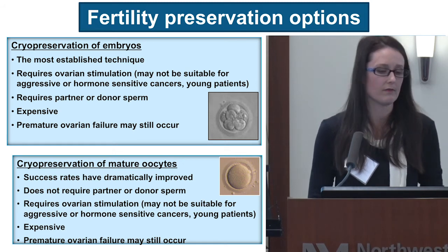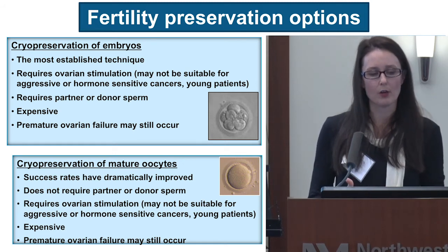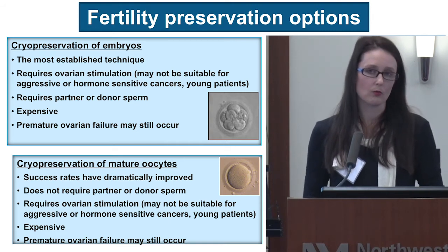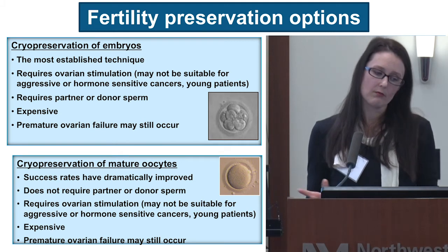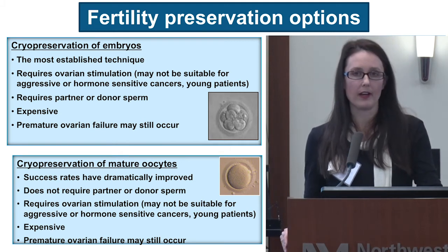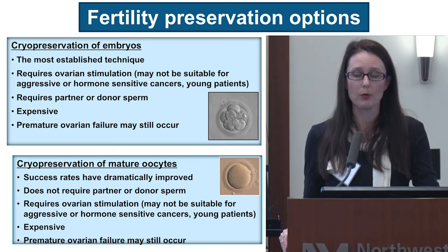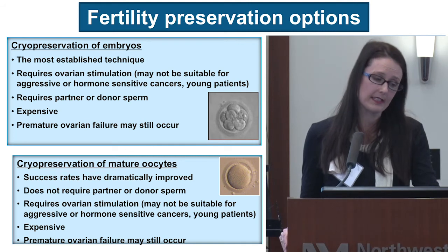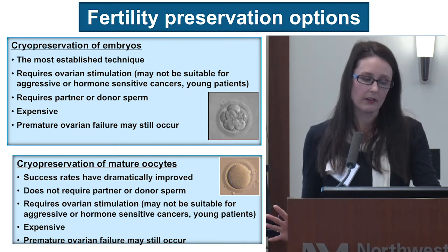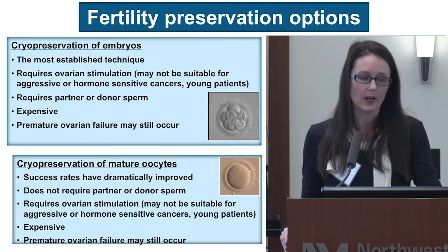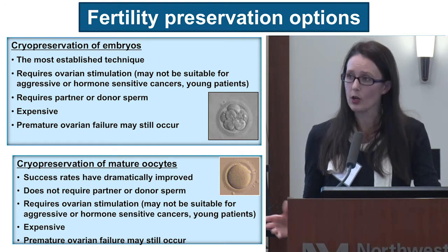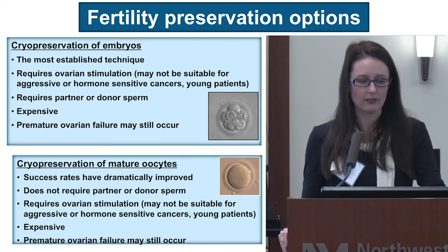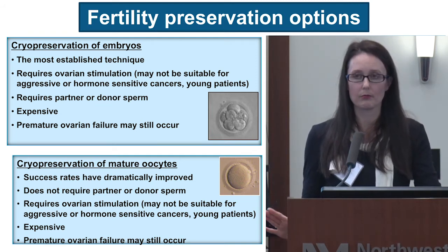Firstly, it does require ovarian stimulation, which means it might not be suitable for some patients that need immediate treatment, or those with hormone-sensitive cancers, or for very young patients. It does require that the woman have a partner that she wants to have a child with, or be prepared to use donor sperm. Depending where you live, it can be very expensive. And whilst this is a very good option for preserving fertility, premature ovarian failure can still occur because the ovaries are being damaged.